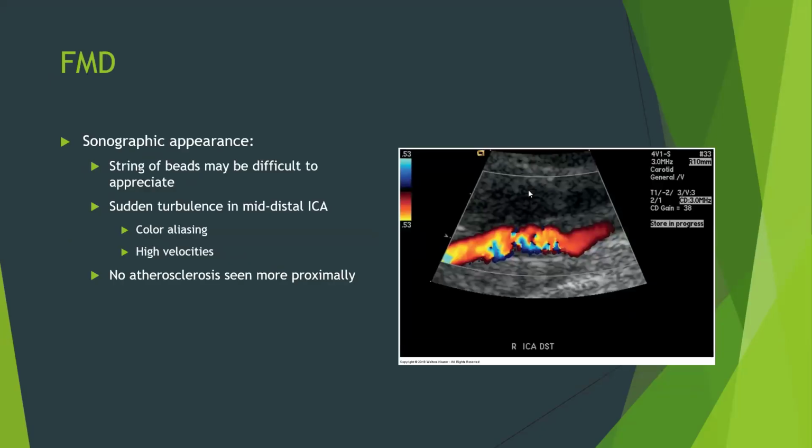So the string of beads effect may be difficult to appreciate on ultrasound itself. A lot of times it's easier on a CT scan, but we're seeing sudden turbulence in that mid to distal ICA, right? So plaque usually happens in the proximal part, so if we're seeing something distally, could be this. And especially if we're not seeing any waveform changes too much in that proximal ICA. So again, you're seeing color aliasing here, and again, we're getting higher velocities, but there's no atherosclerotic disease seen proximally to this point.